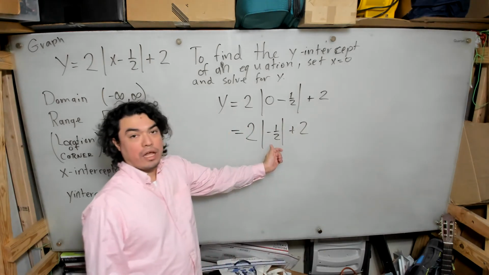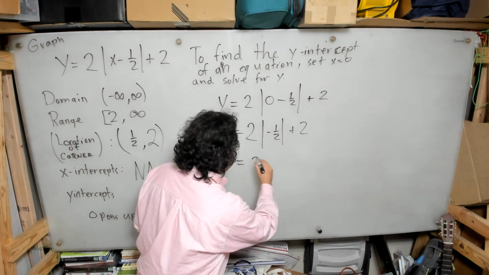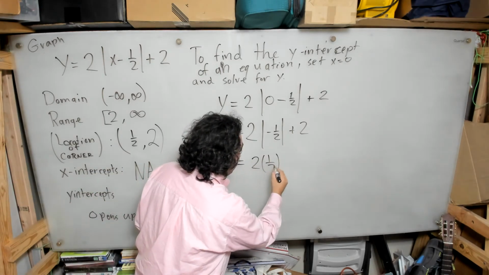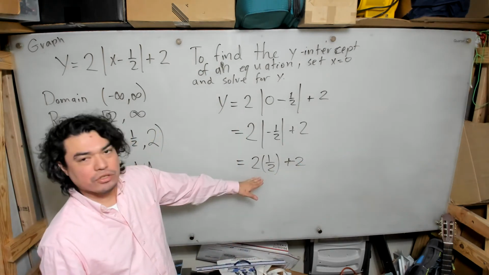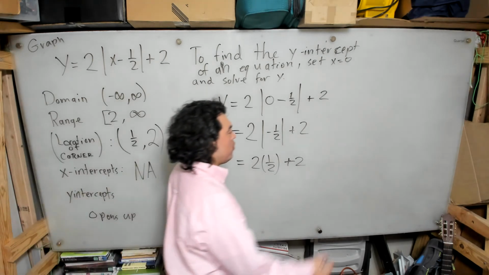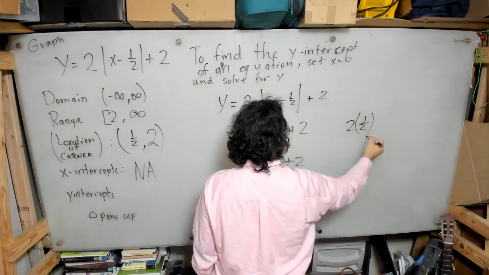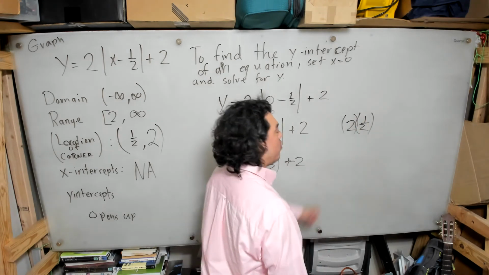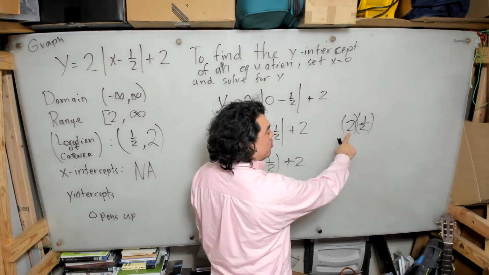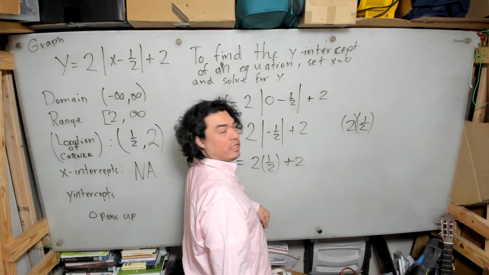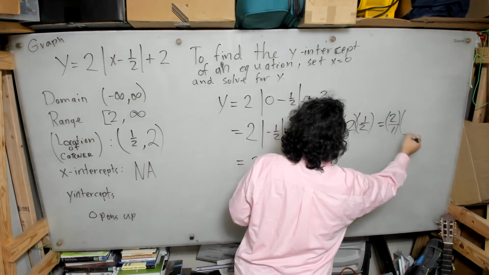Now what's the absolute value of negative 1/2? It's just positive 1/2. Okay, so 2 times positive 1/2, plus 2. Now you might ask, okay David, what's 2 times 1/2? Well, the first thing I do is, I don't know how to multiply a whole number with a fraction. But what I can do is convert this 2 into a fraction by setting it as the numerator and 1 as the denominator. So it's going to be 2 over 1 times 1 over 2.